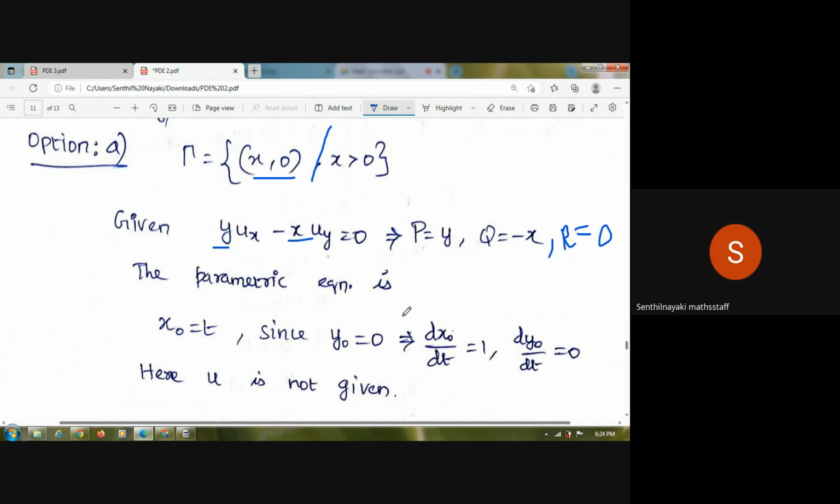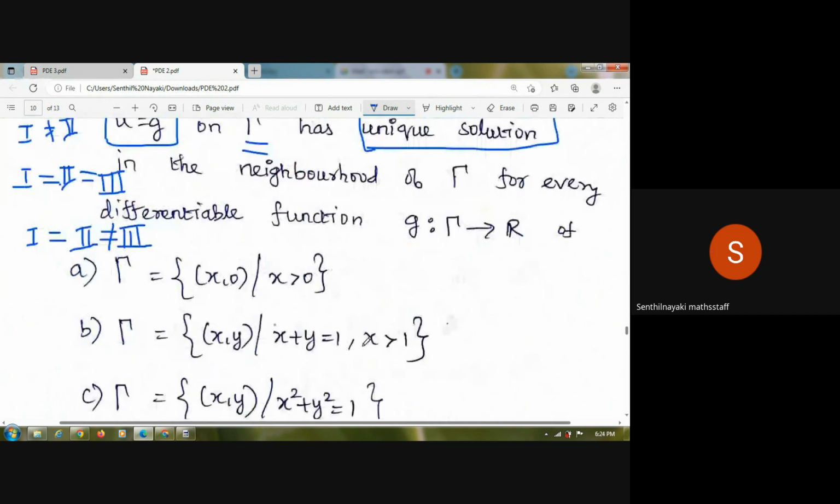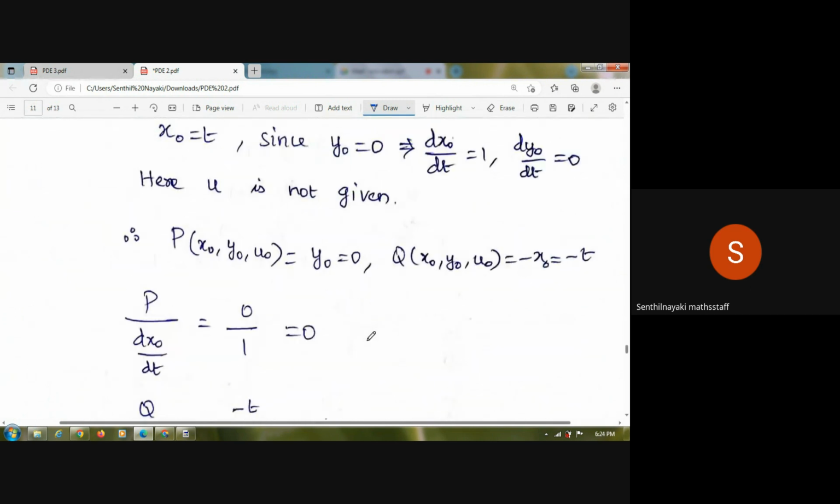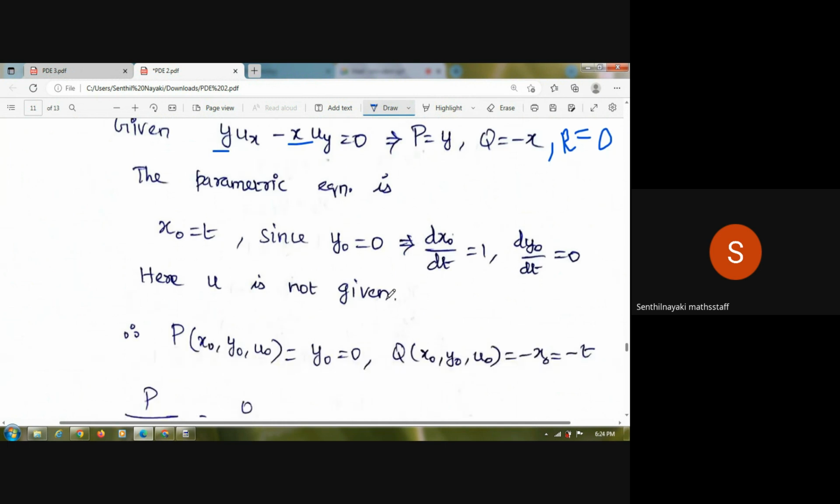What about u naught? U naught, here the u value is g. So x naught equal to t and y naught equal to 0. Differentiate this, then dx naught by dt equal to 1 and dy naught by dt equal to 0. So here u is not given.